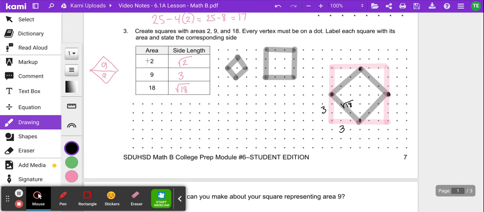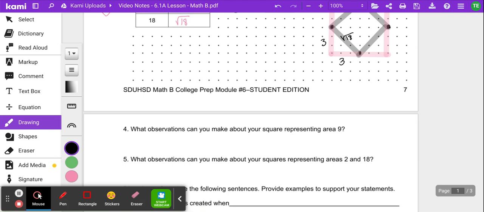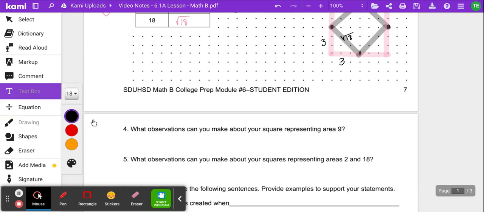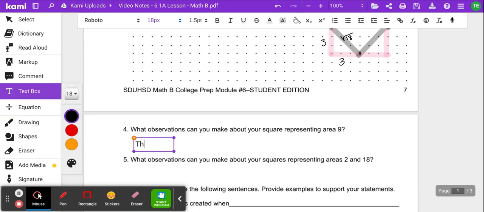Okay, that may seem difficult to you, but what you really want to just concentrate on right now is if it's not a perfect square, it has to be tilted. If it's a perfect square, my sides are vertical and horizontal. The sides are vertical and horizontal to each other.